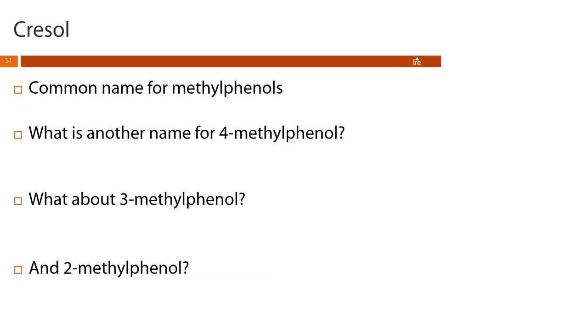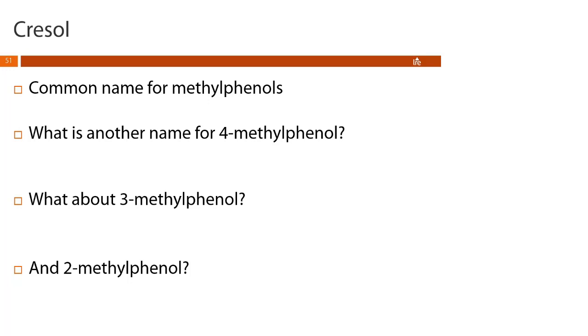Okay, so what we actually drew in this last slide is a molecule called cresol. So cresol is the common name for any methyl phenol. So using the OMP nomenclature that you learned about in the last video, go ahead and pause the video and see if you can tell me what another name could be for 4-methylphenol, 3-methylphenol, and 2-methylphenol.